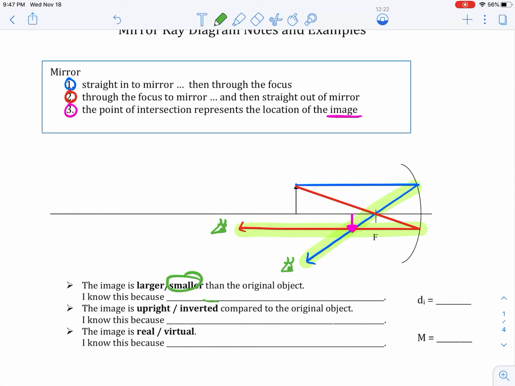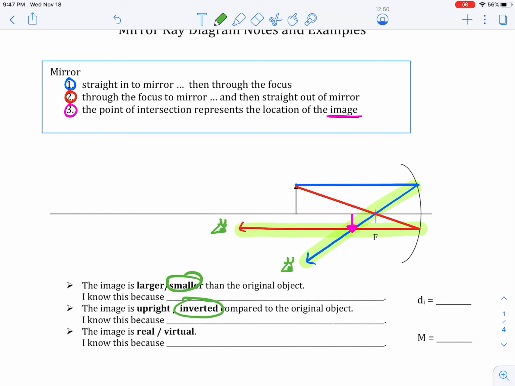The next statement: the image is upright or inverted compared to the original object. My image is inverted in this case. Now, how are we supposed to know that? Well, I drew an arrow. The object is an arrow pointing up, and my image is an arrow pointing down. So, perhaps we can say it's because of the direction that the arrow is pointing.